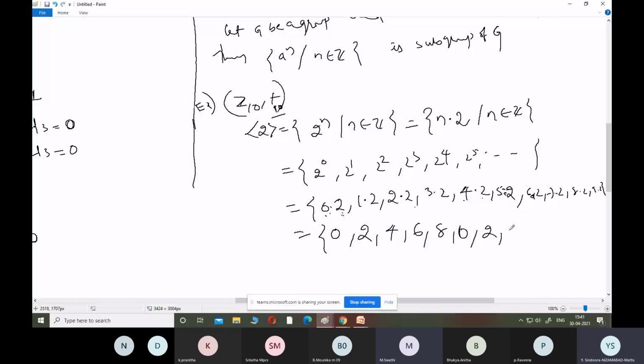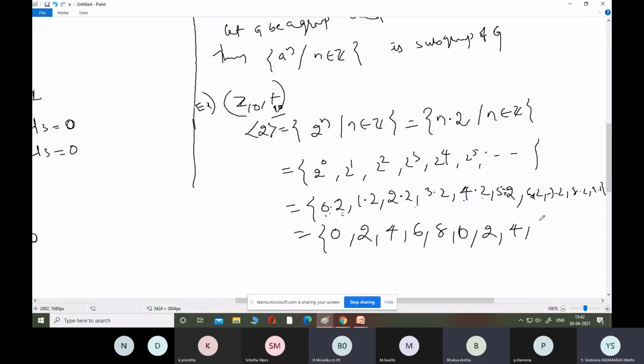So 6 into 2 is 12. 12 modulo 10 is 2 for us. 7 into 2 modulo 10 is 14, and 14 modulo 10 is 4 for us. 8 into 2 is 16, and 16 modulo 10 is 6 for us. 9 into 2 is 18, and 18 modulo 10 is 8 for us.